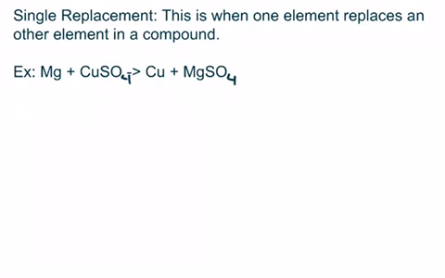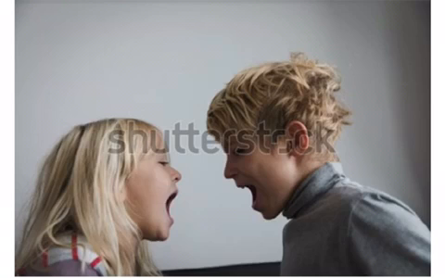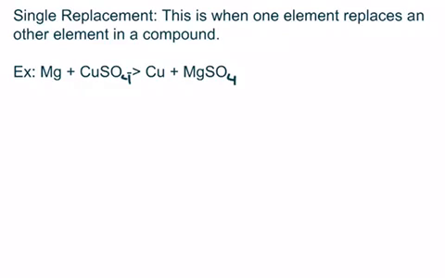The real world example of this would be when a younger sibling is born into your family, and your parents' attention goes to them. I love younger siblings. The magnesium would be the younger sibling, the copper would be the older sibling, and the sulfate would be the parent. Then the attention goes to the magnesium.